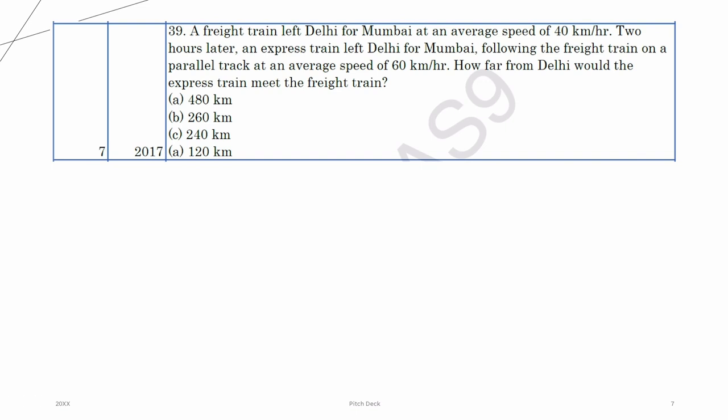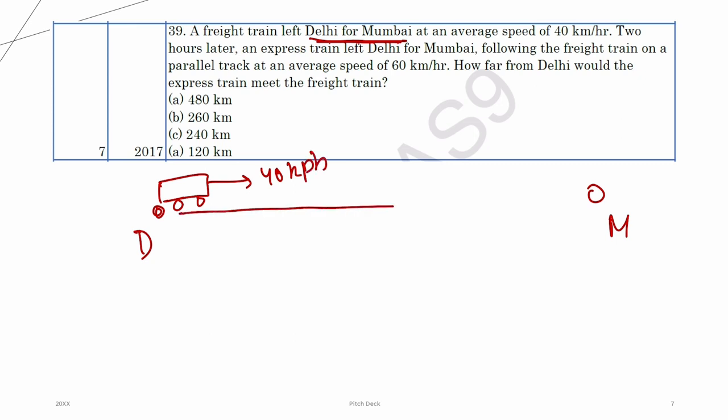A freight train left from Delhi for Mumbai. So there is Delhi here and there is Mumbai here. Freight train, that is the Malgadi. It starts from Delhi and it's running at a speed of 40 kilometers per hour. Right? And it starts from Delhi to Mumbai, and an express train starts 2 hours later.